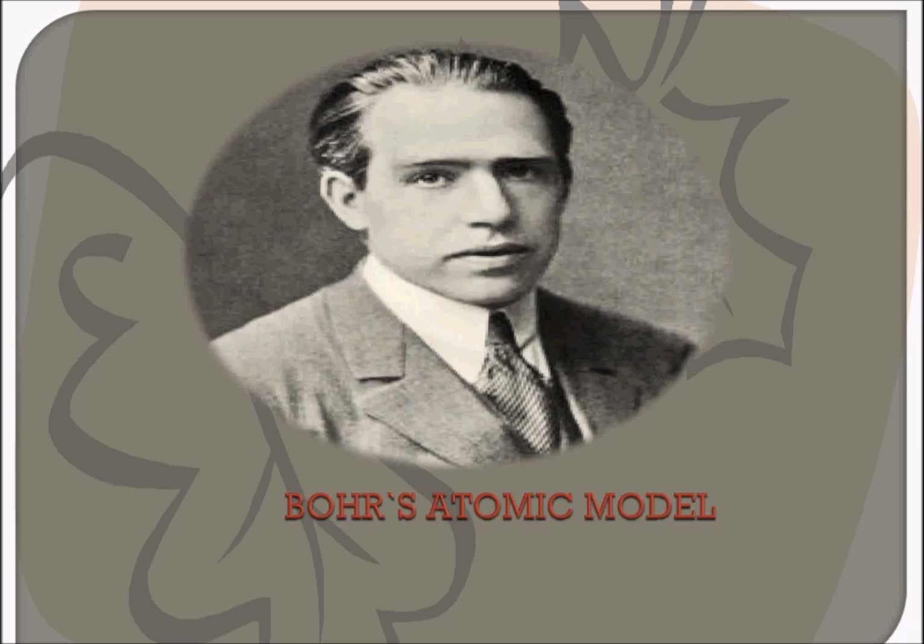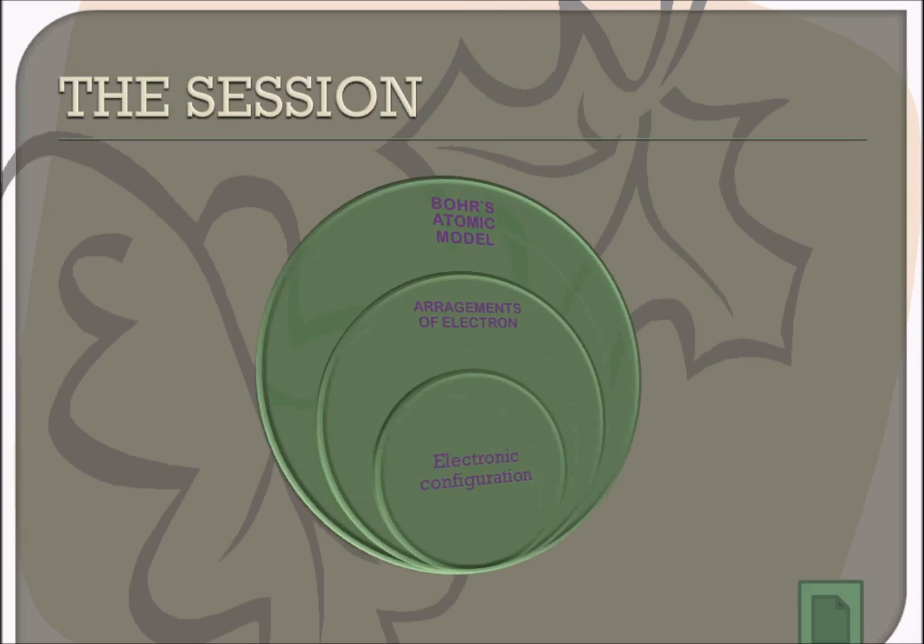So let's start with Bohr's atomic model, which describes the stability of an atom in a different manner. In this session, we are going to understand three interrelated topics. First, Bohr's atomic model, then the arrangement of electrons according to Bohr's atomic model, and then the electronic configuration of electrons. So let's first understand the concept of Bohr's atom.